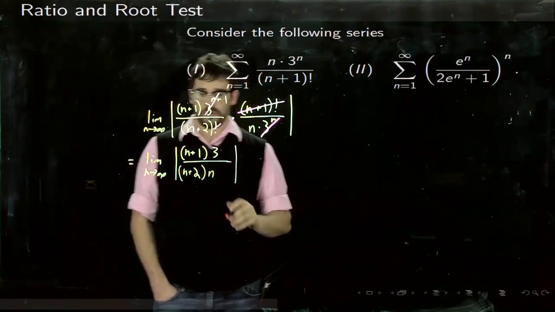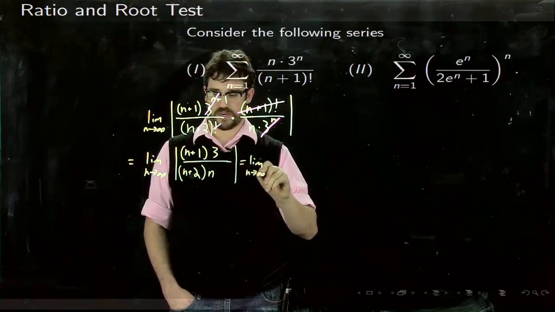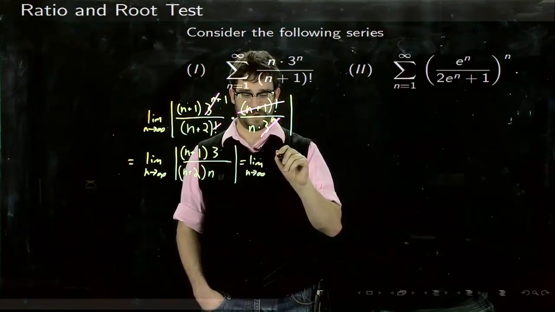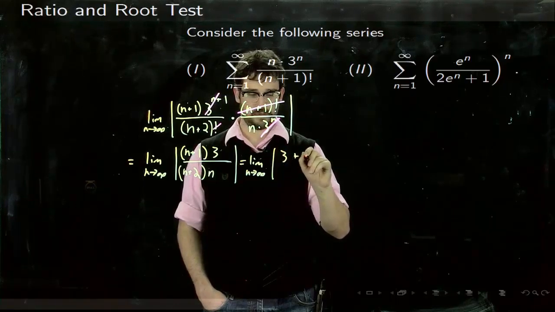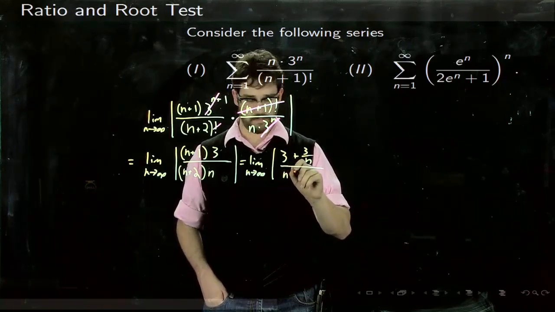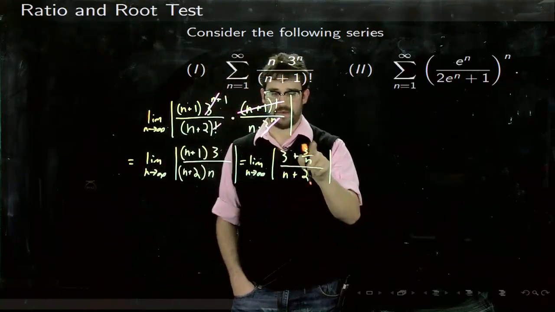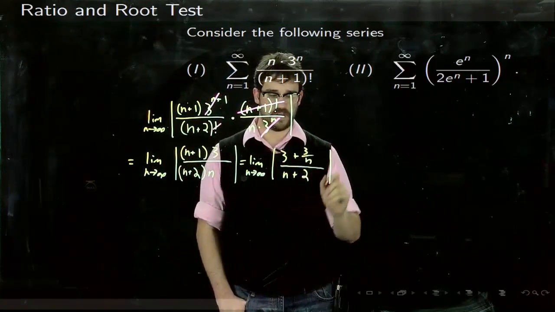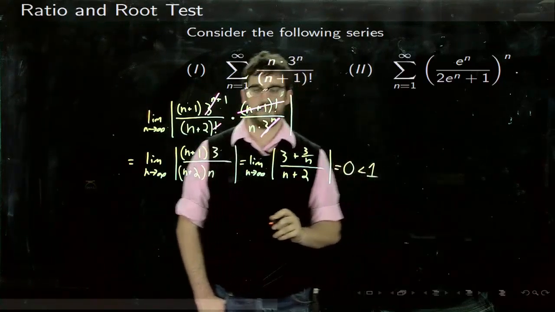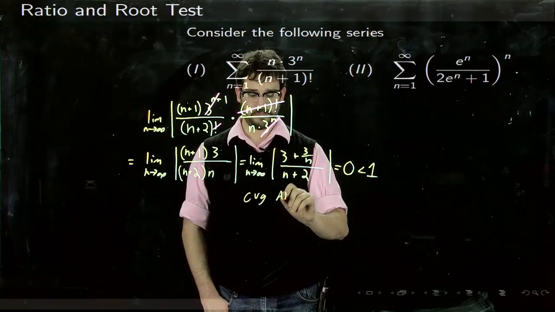Now, we can just see this is equal to the limit as n goes to infinity of, let's divide everything by n, we would have 3 plus 3 over n, over 1 plus 2 over n, which when we take this limit, you'll have 3 over infinity, which is just equal to 0. This is clearly always less than 1. Therefore, this series is going to converge absolutely.